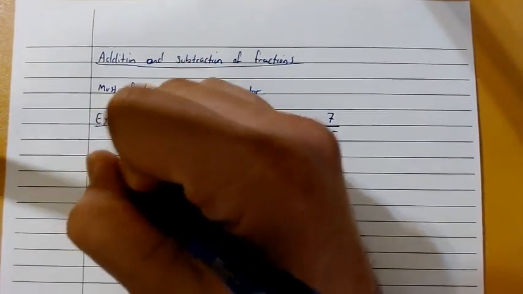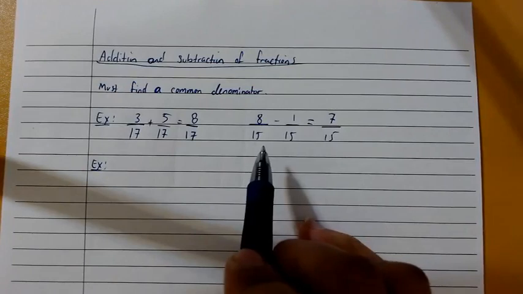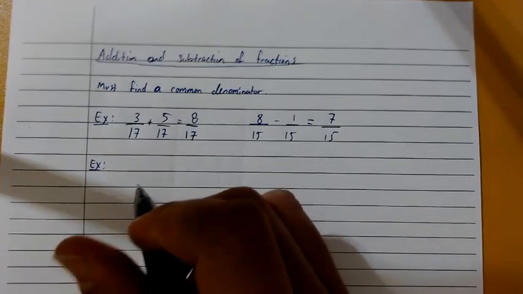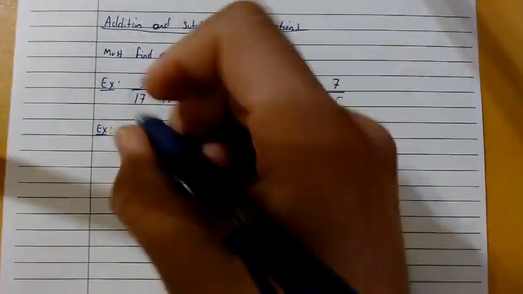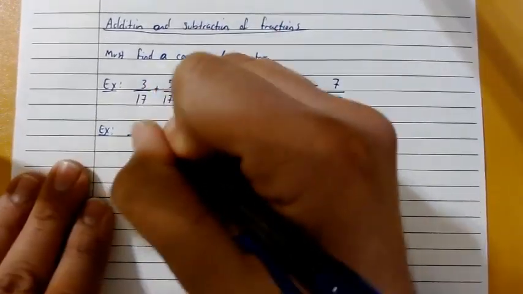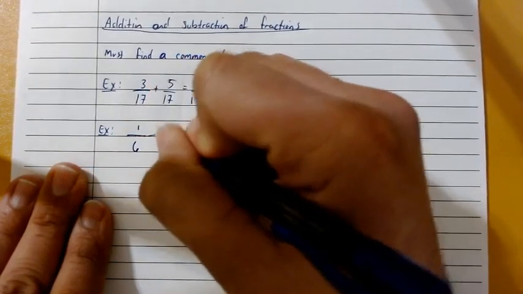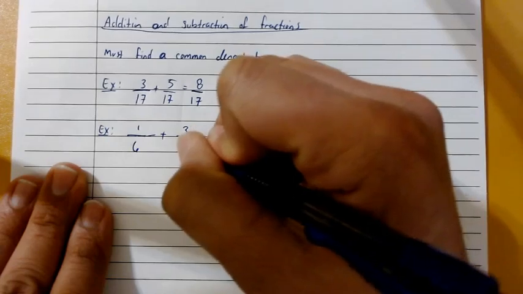But what happens when you don't have a common denominator at the beginning? Well, then you need to find one. And again, using a prime factorization is the way to do it. So let's consider something like 1 over 6 plus 3 over 8.